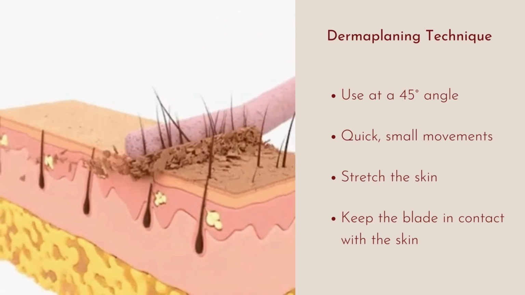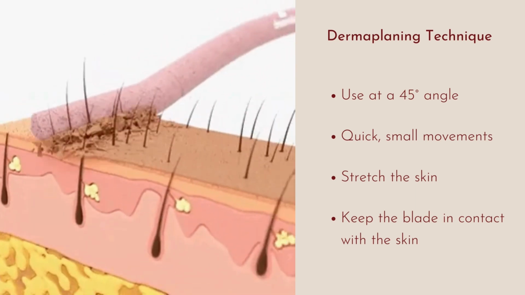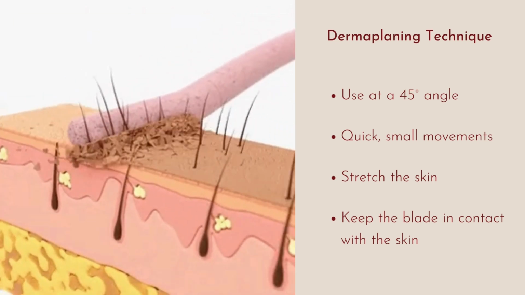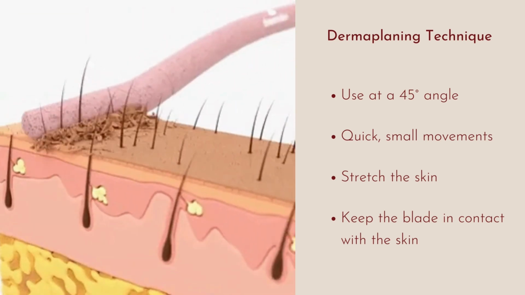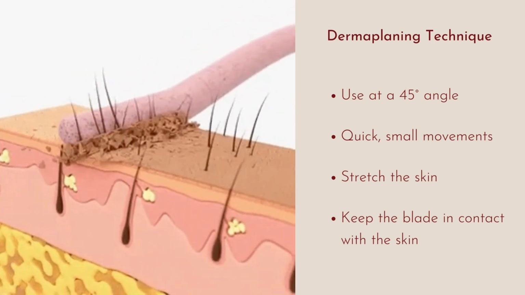You can see in the picture, the blade is at about a 45-degree angle. Keep in mind, you always need to keep it at that angle. If your blade is at a lower angle, it's going to be way too superficial and not actually able to catch the hairs.